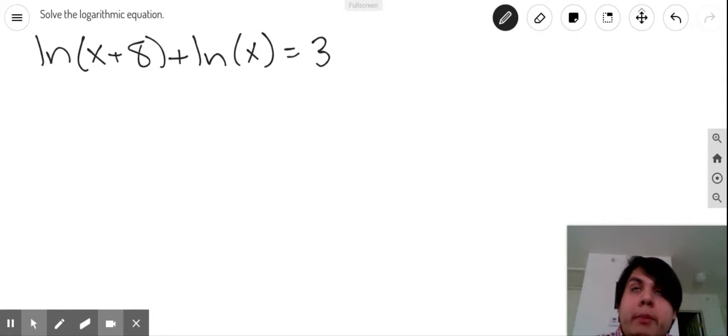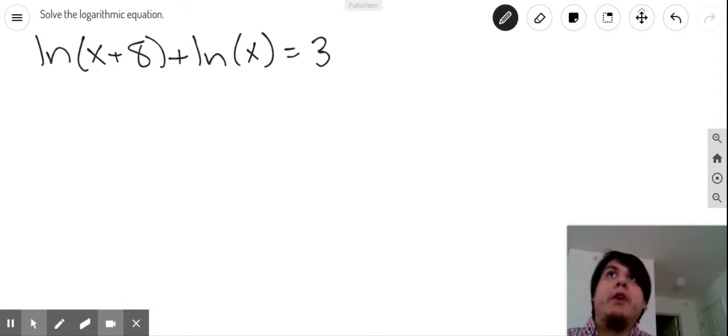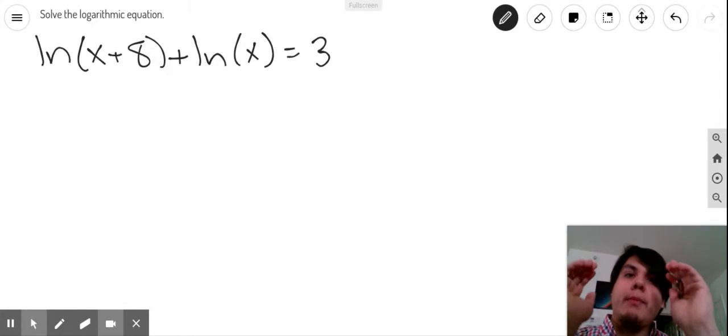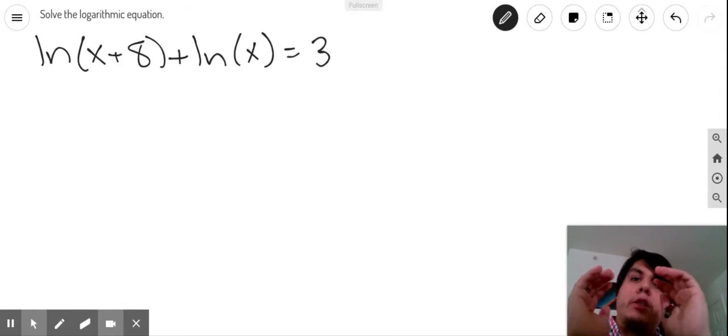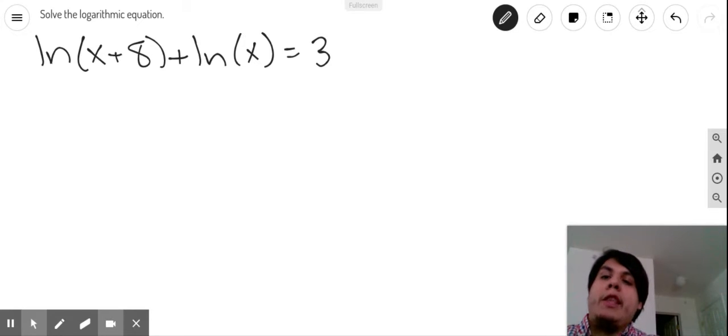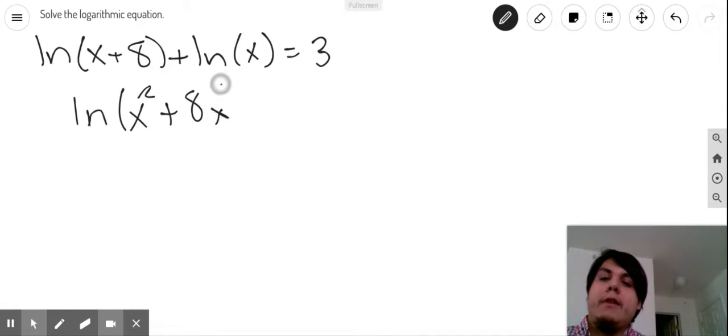So we're going to start the problem out kind of like what we did last time. I want to condense my logarithms into a single expression. And think about this as natural log of x squared plus 8x will equal 3.